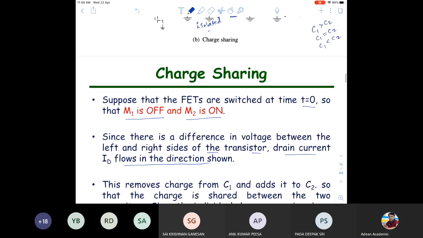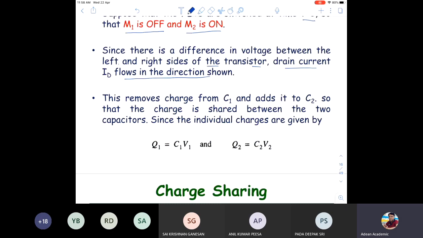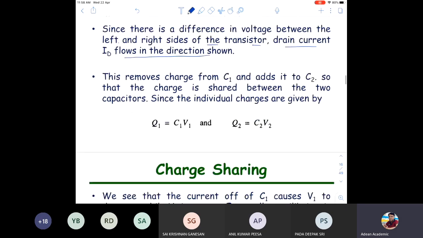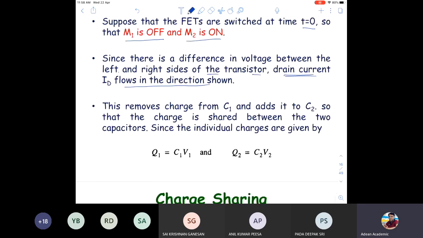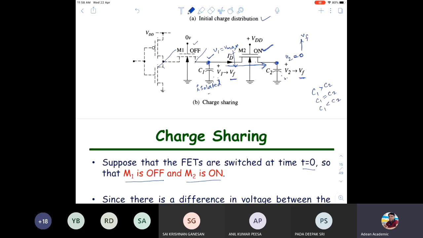So there is a difference in voltage between the left and right sides of the transistor. Therefore, drain current ID flows in the direction shown. The direction of the drain current flow is always from higher potential to lower potential. The higher potential is in C1, lower potential is in C2. Therefore, the current is flowing from the C1 node to the C2 node. That means V1 to V2.